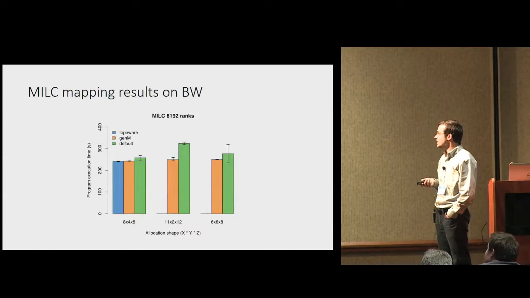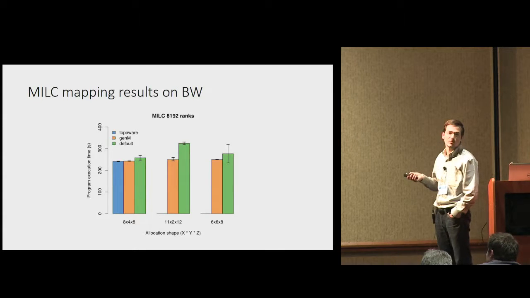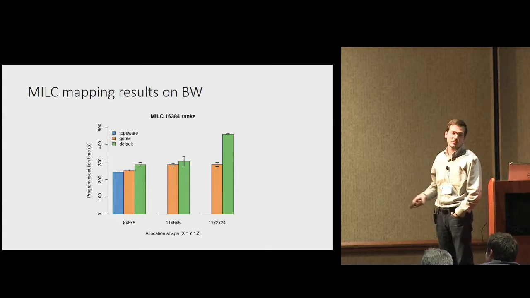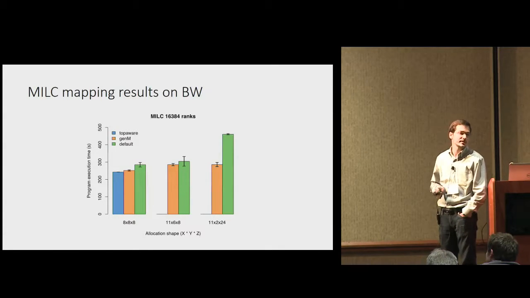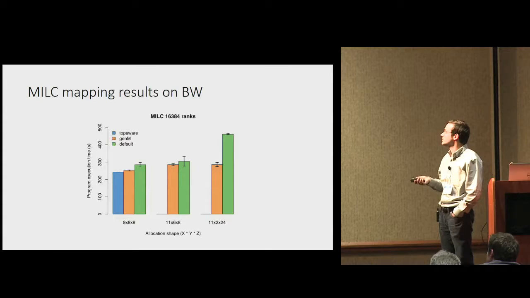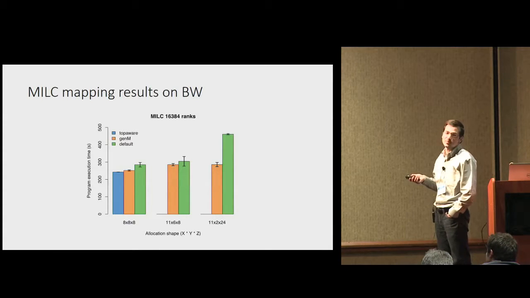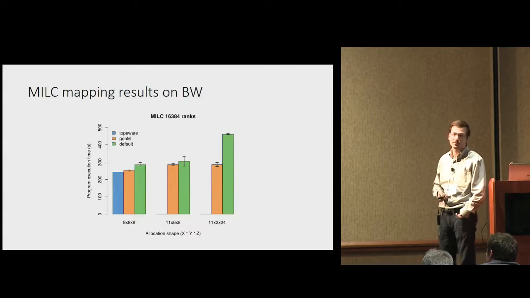And as we can see, the default mapping on Blue Waters sometimes performs badly. And if you go to larger and larger jobs, the situation gets worse. So with 16,000 tasks, the default, for example in this shape, performs really badly. And if you keep going to larger jobs, it can be even 2 or 3 times worse.